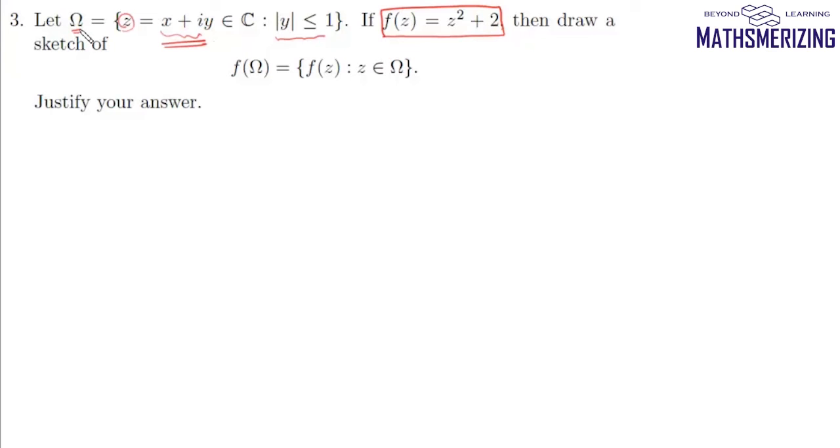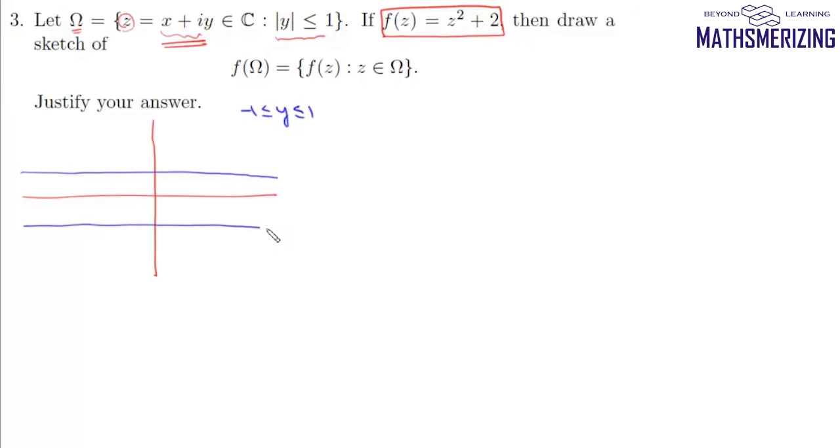Now first we'll look at input values. This sigma contains all the values of x and y such that |y| is less than or equal to 1. So when |y| is less than or equal to 1, it means the value of y should lie between minus 1 and plus 1. So its domain space is within these two lines, which are y equals 1 and y equals minus 1. So we are talking about all the points in this shaded region.